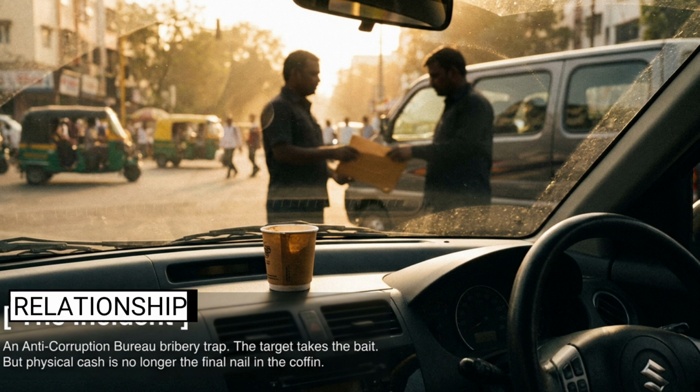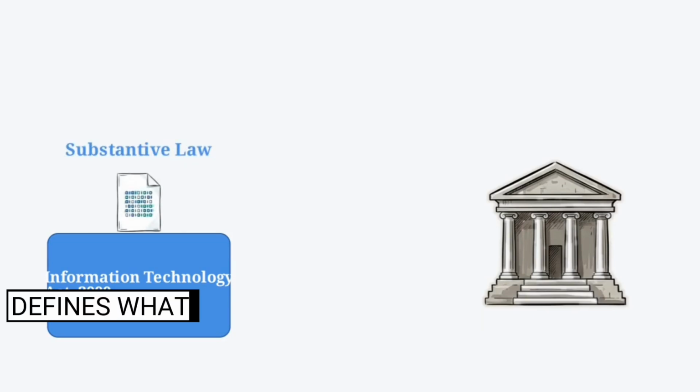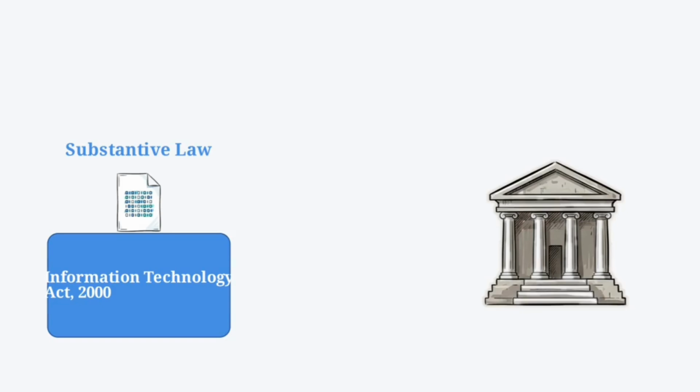This illustrates the relationship between two distinct sets of laws. On the left is the Information Technology Act of 2000, the substantive law. It provides legal recognition for electronic records and digital signatures. But while the IT Act defines what constitutes digital data, it does not provide the mechanics for how to admit that data as evidence in a trial.